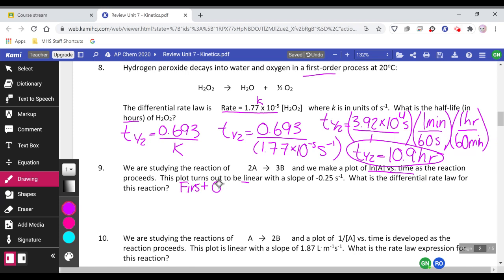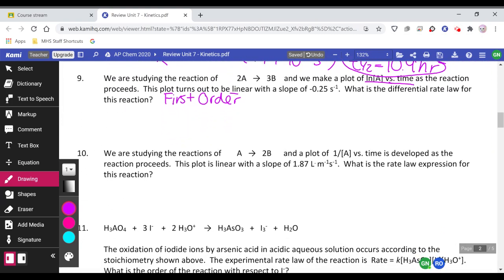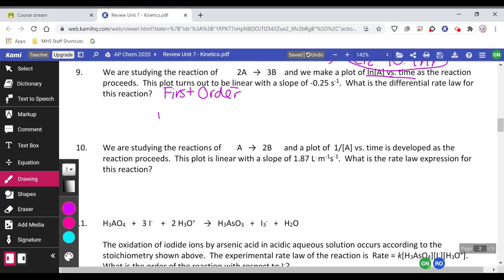So I wrote that down first. And so we know the slope, bless you, the slope is calculated of that line. It's negative 0.25 inverse seconds. What's the differential rate law for this reaction? So since it's first order, let's scroll up here, we just have a rate equal to our k, which is the absolute value of that slope, isn't it?